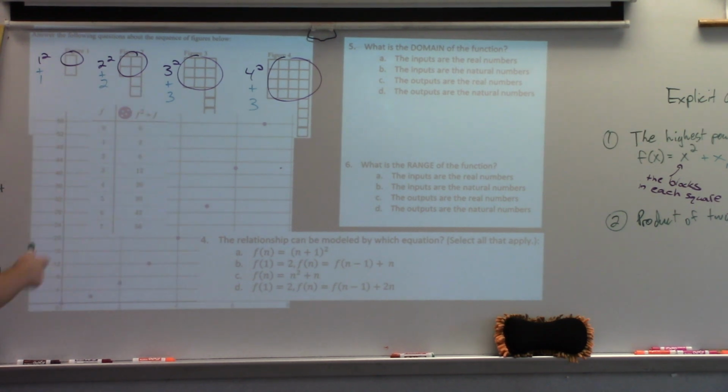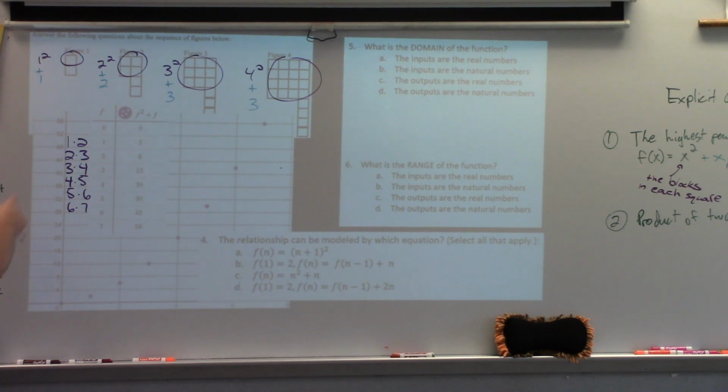What is a product? Multiplication, there we go. What can I multiply 1 by to get 2? 2 by to get 6? 3 by to get 12? 4. Any guesses what the next thing's going to be? 5. Well, 4 times 5, then 5 times 6, 6 times 7. There's a very clear pattern, isn't it?